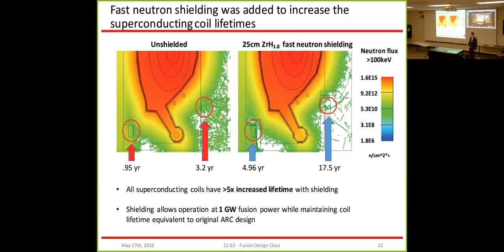So what we had to do was add in a very hydrogen-rich material to slow down the fast neutrons hitting it. So in this model over here, we've got about a factor of 5 improvement, and that's from the addition of 25 centimeters of zirconium hydride shielding. The main result of this was that we were actually able to uprate the total power that ARC could make and still have superconducting coils that have a lifetime equivalent to that of the toroidal field coils.